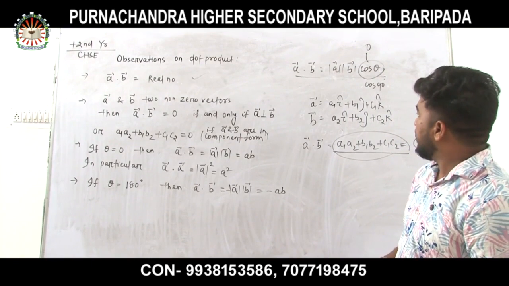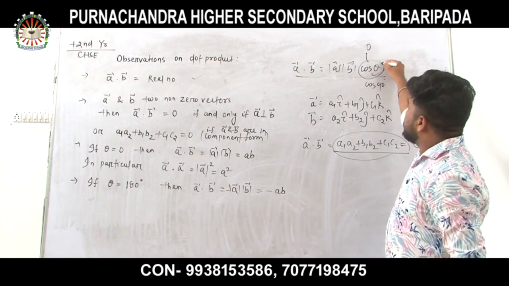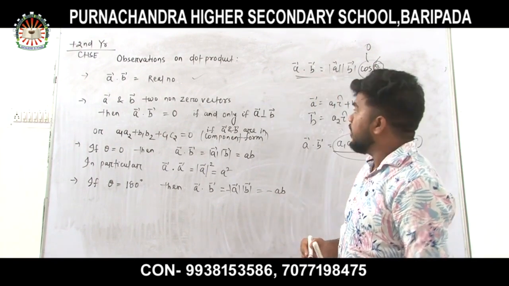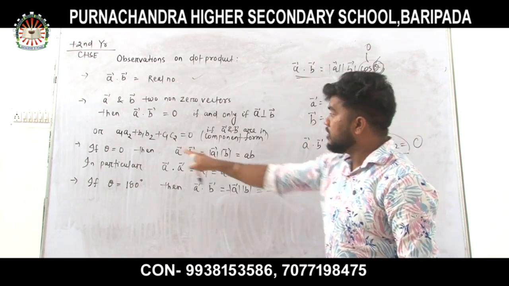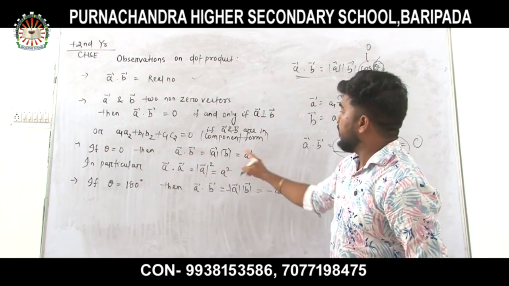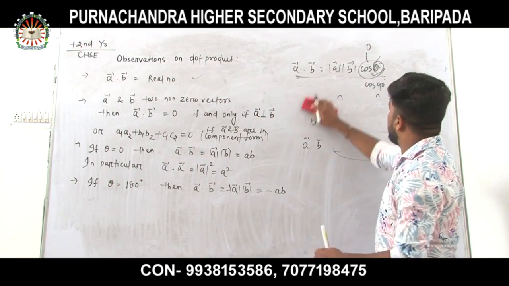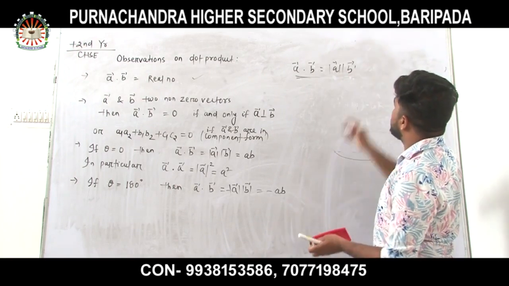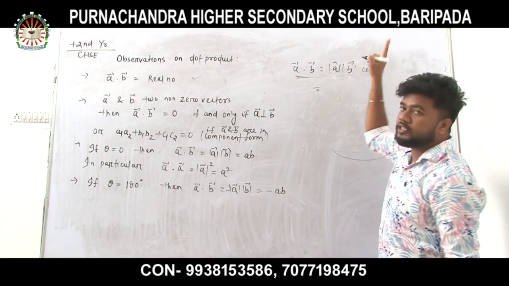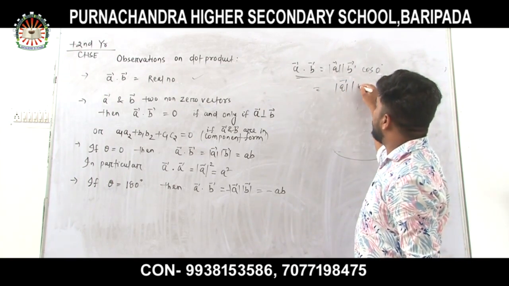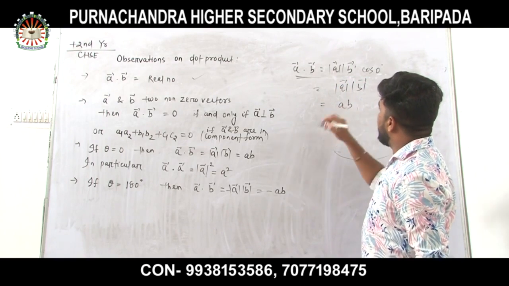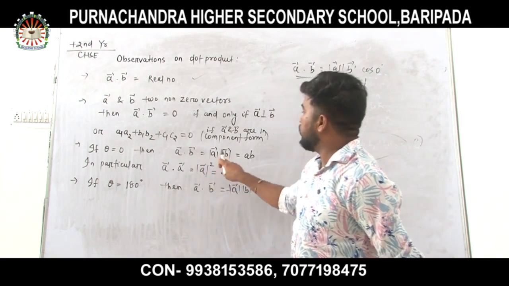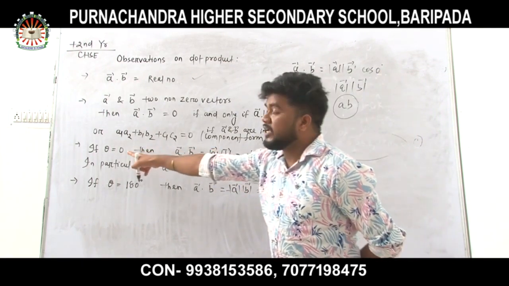Then, if we change the value of theta, the dot product also changes. If theta is 90 degrees, then A dot B is equal to 0. If theta is 0 degrees, then A dot B equals magnitude A magnitude B cos 0. Cos 0 is 1. So A dot B equals magnitude A times magnitude B, which we also write as AB, a scalar form. That is AB if theta is 0.